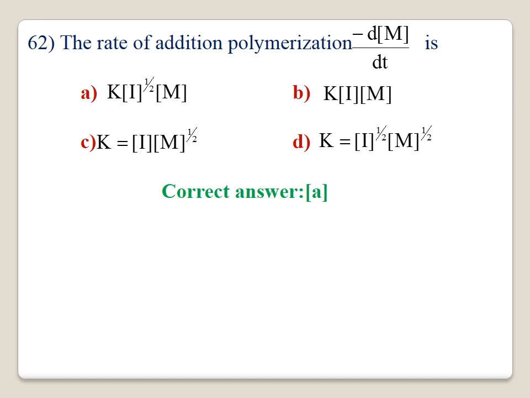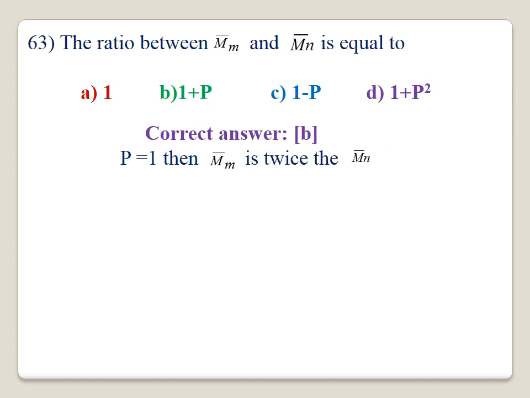62. The rate of polymerization, minus dM by dt, the rate of addition polymerization. Option A is correct. K into I power half into monomer concentration. With respect to initiator, the order is 1 by 2. With respect to monomer, the order is 1. Therefore, the rate of addition polymerization minus dM by dt will be equal to K into I power half into M. Option A is correct.